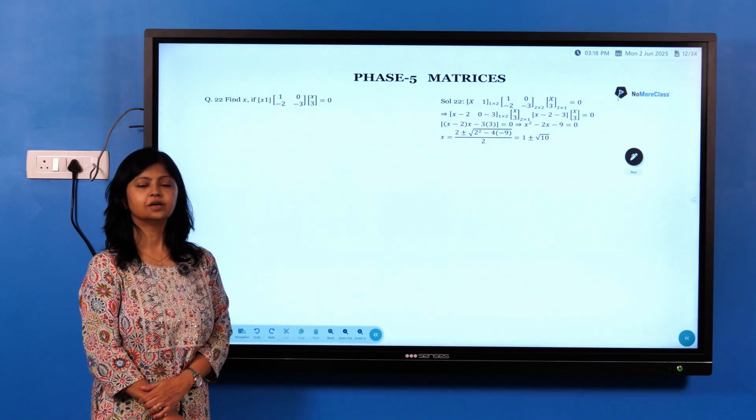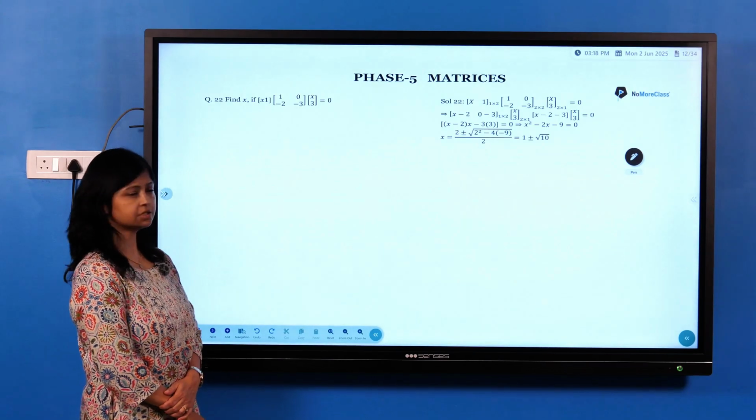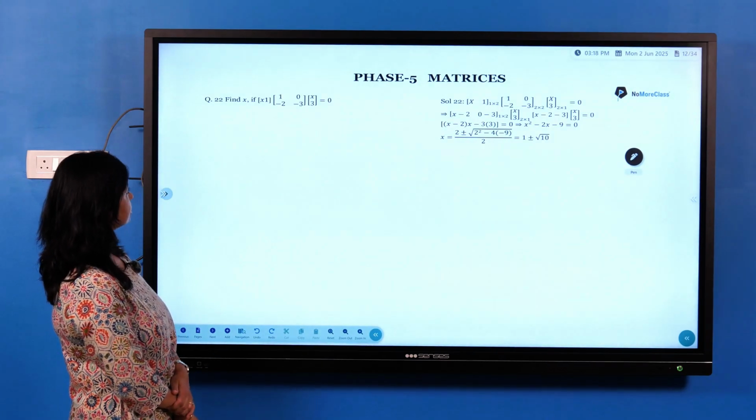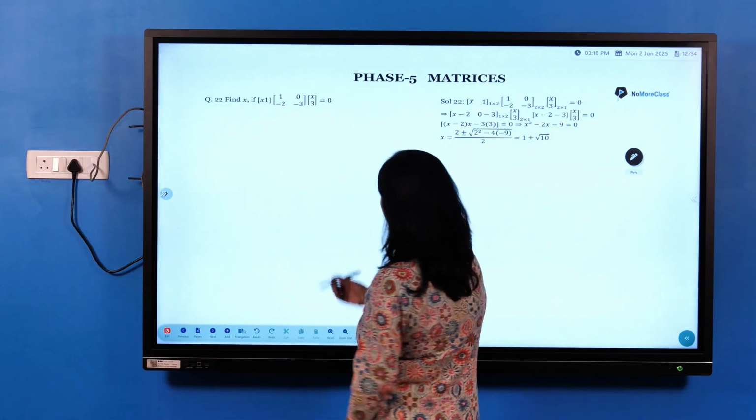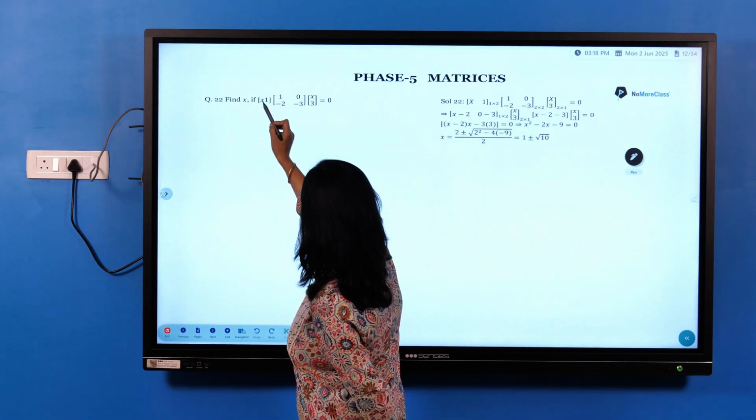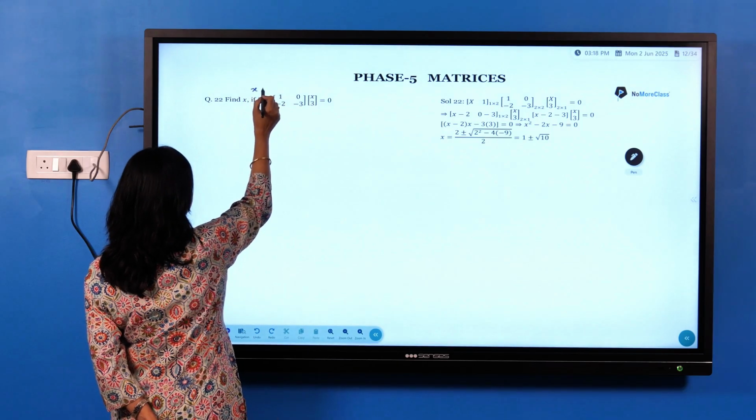Hello everyone. We are looking at phase 5, chapter matrix exercise 1, questions from the topic. So this is our question number 22. Today it's quite a good question. If we just see a small correction here, this is not x1, it is nothing but matrix x1.